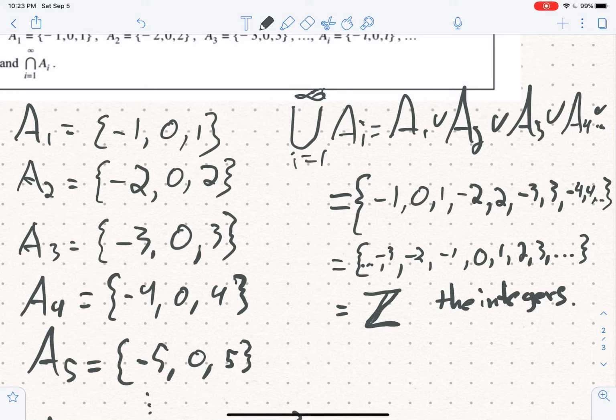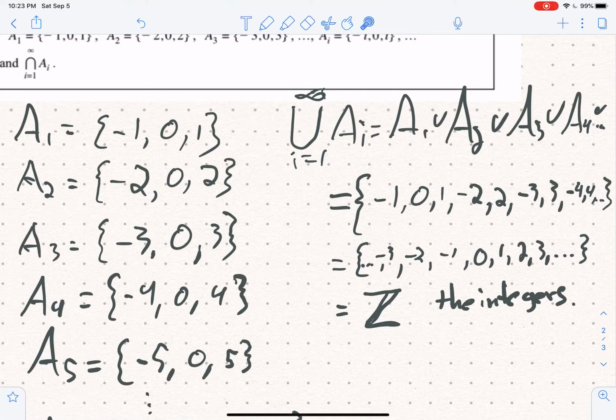So when we take the union of all of these sets, what is that union equal to? Well, it's equal to Z, to the integers. The set containing 0, 1, 2, 3, ... and -1, -2, -3, ... all of those, infinitely many things.